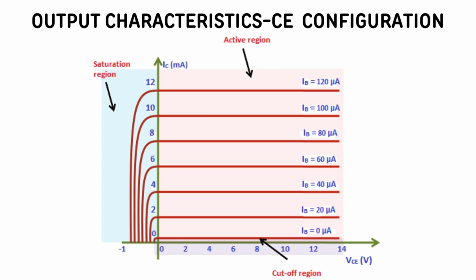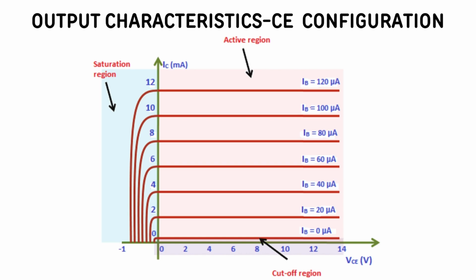The output characteristics of CE configuration are as shown in the figure. The output voltage is VCE and the output current is IC. IC is in milliamperes, considering the input current constant. The input current is the base current IB in microamperes: 0 microamperes, 20 microamperes, 40, 60 and so on.